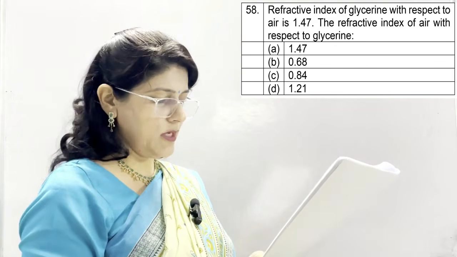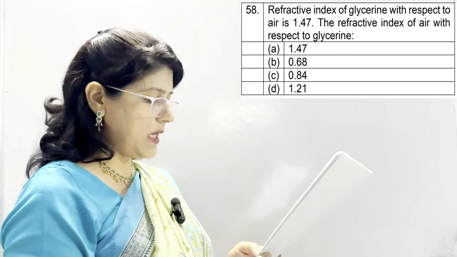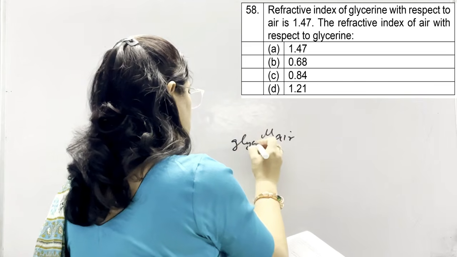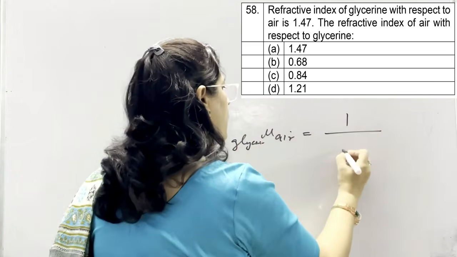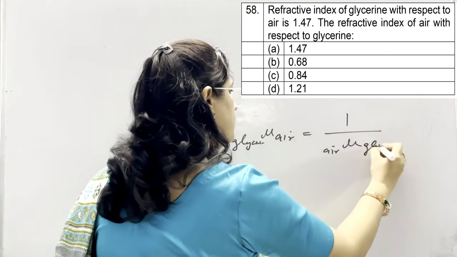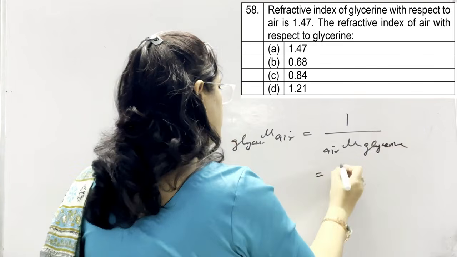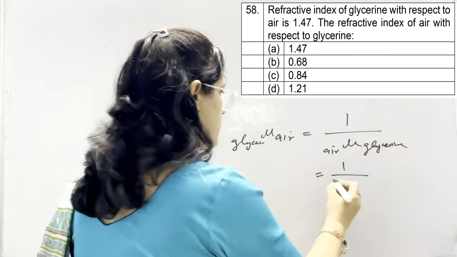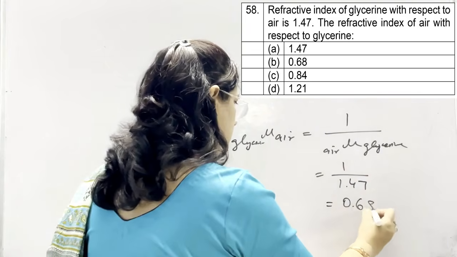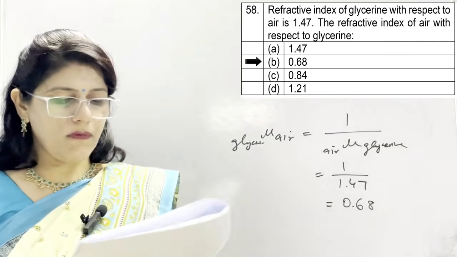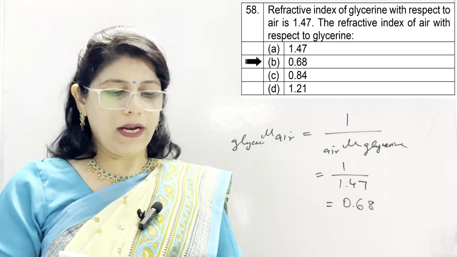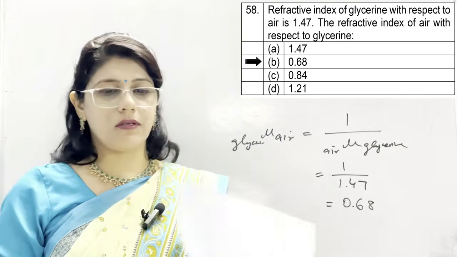In question number 58, refractive index of glycerine with respect to air is 1.47 and the refractive index of air with respect to glycerine we have to find. Options are given. So we know that refractive index of air with respect to glycerine is 1 upon mu. Here we need to reciprocate. So now take the reciprocal of the given value, which is 1.47. So 1 upon 1.47, its value is 0.68. So options given are 1.47, 0.68, 0.84 and 1.21. And the correct option is B, which is 0.68.